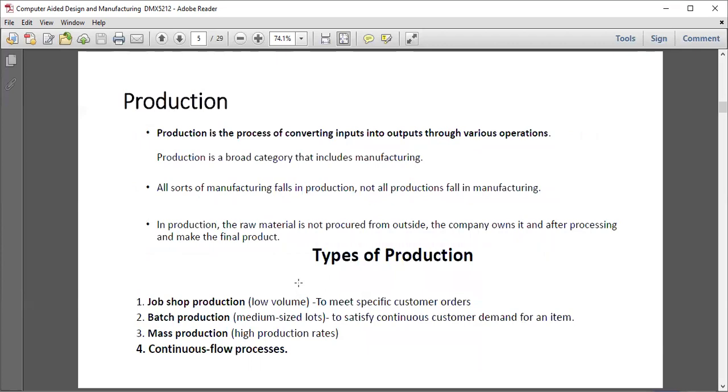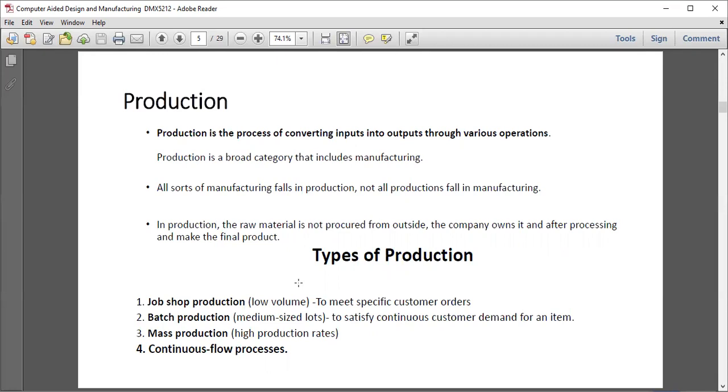Manufacturing and production are two different terms, but usually they give the same idea, though the correct definitions are different. Production is a process of converting inputs into outputs through various operations or processes.